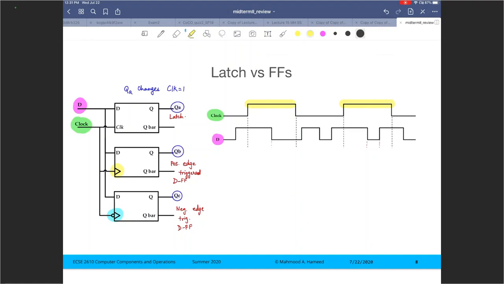And during that time, when clock is 1, QA is going to change. And how does it change? Well, it will simply follow the D input, because QA+ = D. That is the characteristic equation for the D latch. So for the D latch, I'm going to say this: QA+ = D.